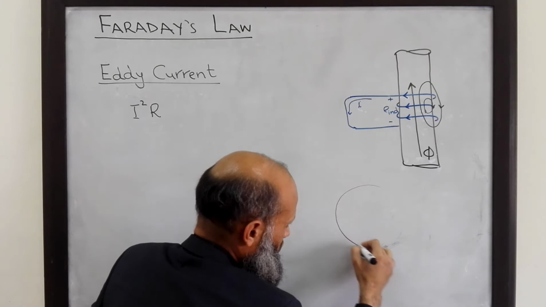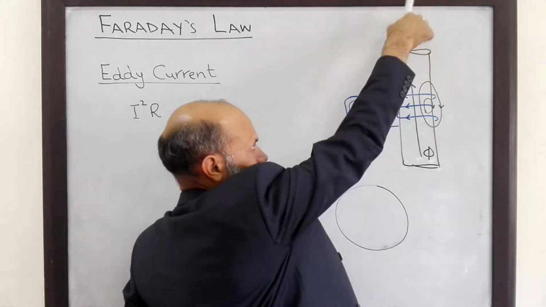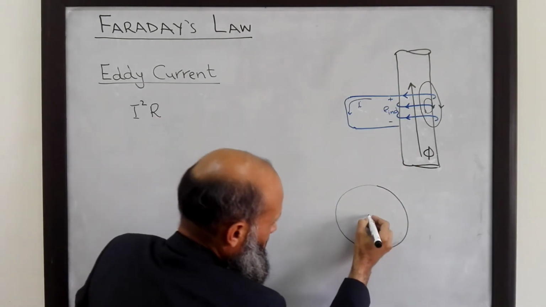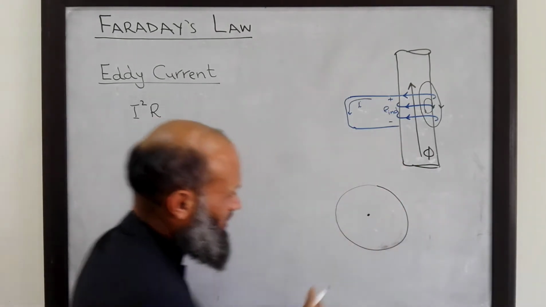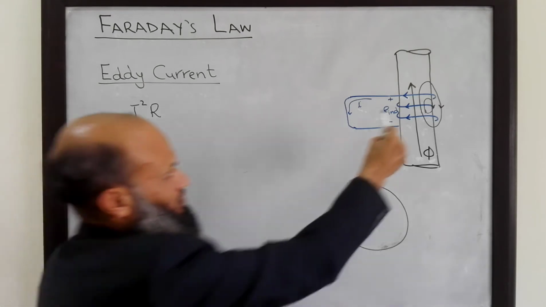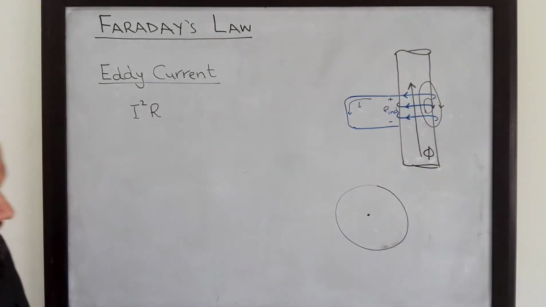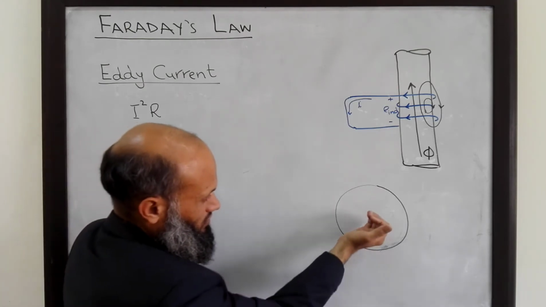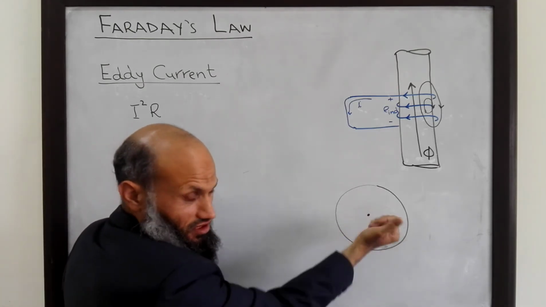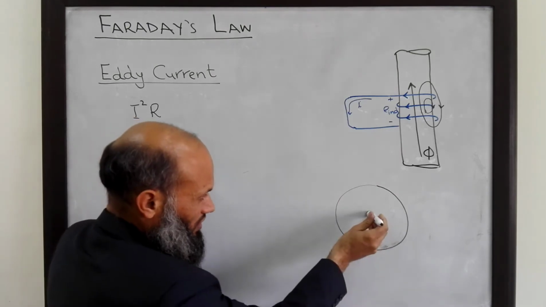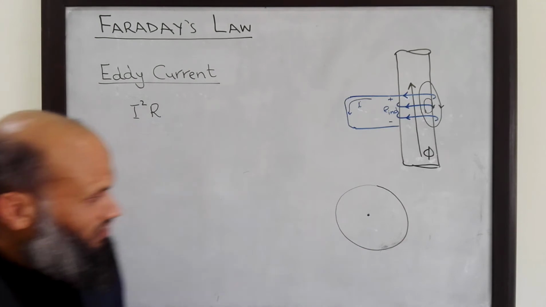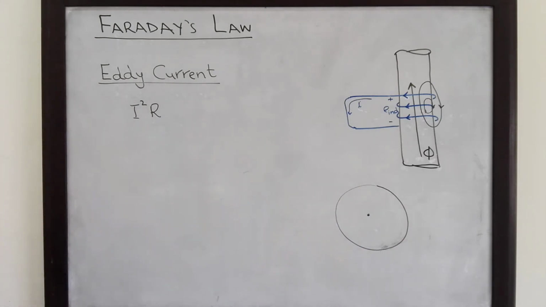Here is the top view of the core, looking at the core from the up direction, and flux in this case can be denoted by a dot notation if we look at it from the top. The direction of flux is outward, and due to this changing flux, voltage will be induced in this core. What will be the polarity of the induced voltage can be determined by Lenz's law.